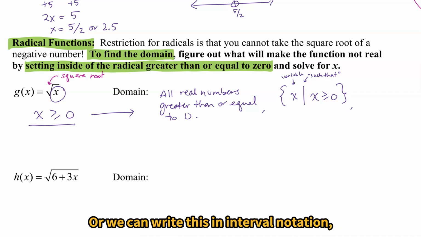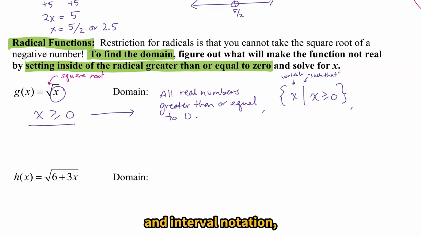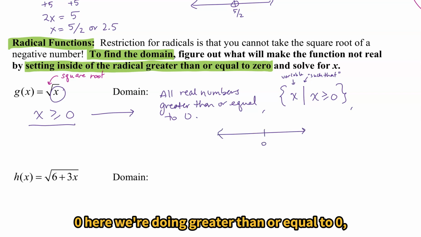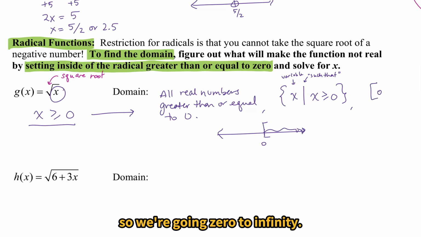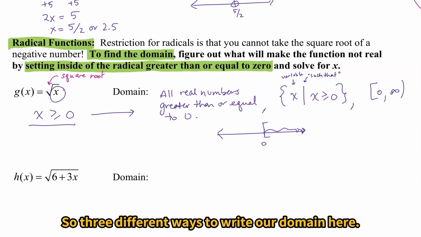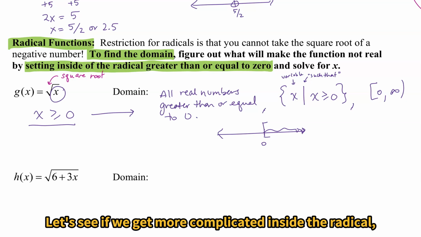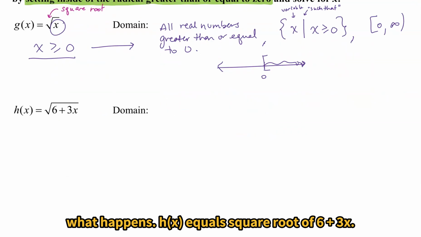Or we can write this in interval notation. In interval notation, we draw our number line, 0 here. We're doing greater than or equal to 0, so we're going 0 to infinity. So there are 3 different ways to write our domain here. Let's see what happens if we get more complicated inside the radical. H of x equals the square root of 6 plus 3x.